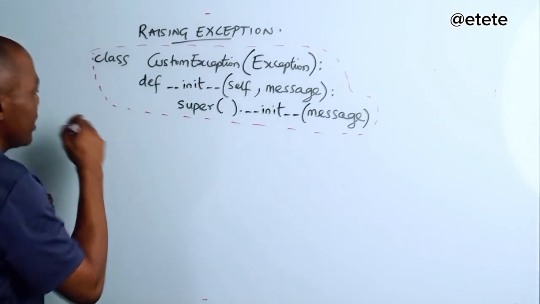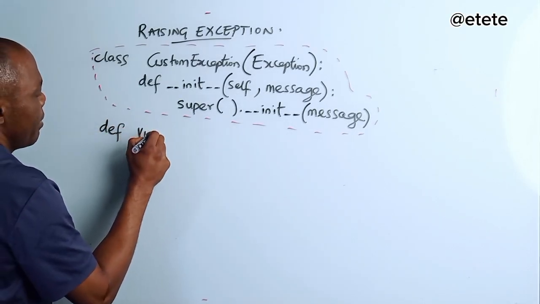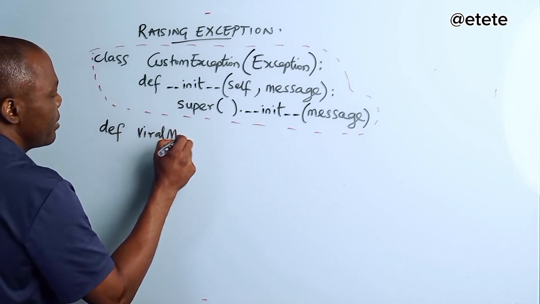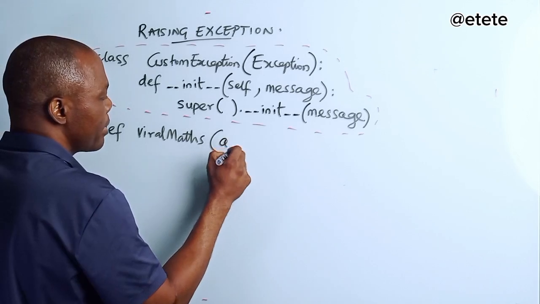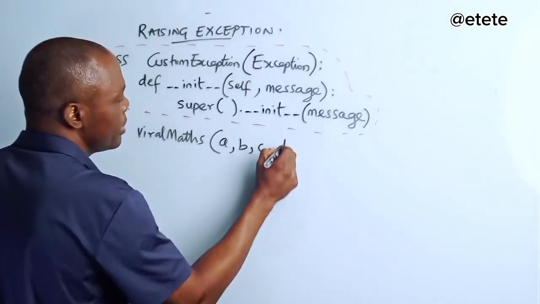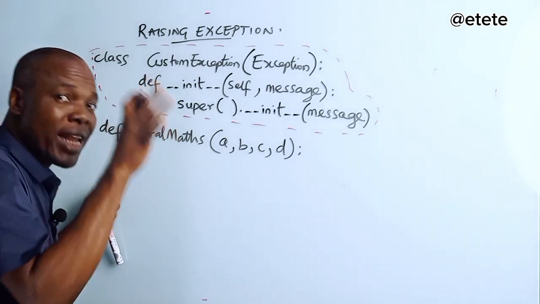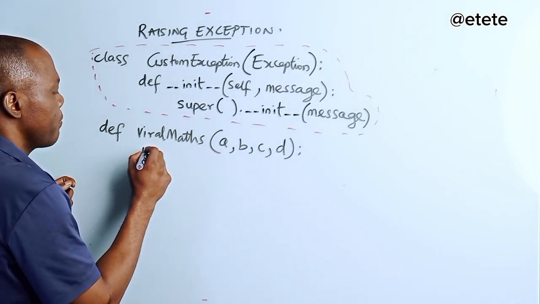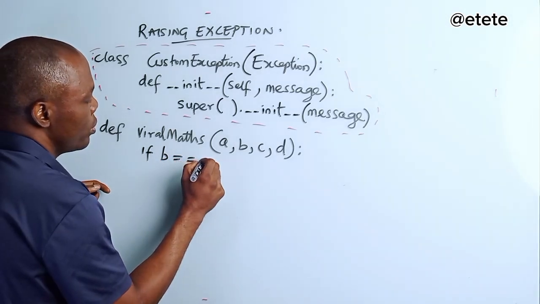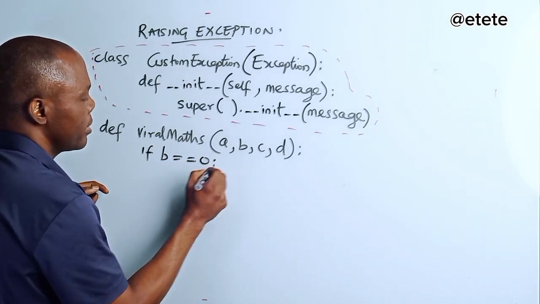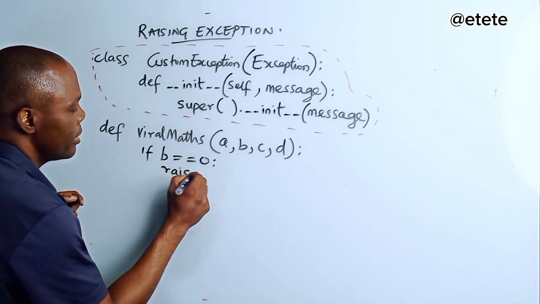So what I will do now is I will come here and say def viral math, right? And then I will supply A, B, C, D. Then I will go in. So the same thing that I did in the last class: if B equals to 0, go in and raise the exception.